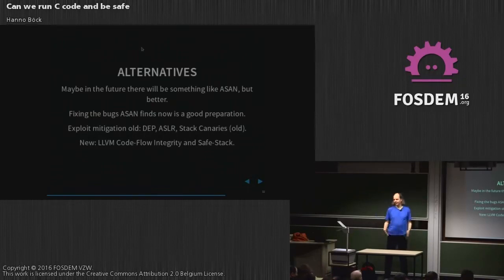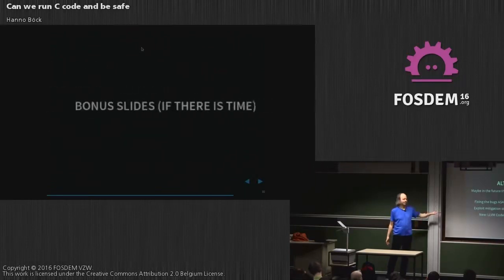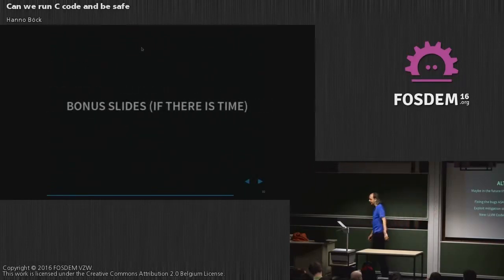And the other thing that exists is various exploit mitigation techniques. I find it very unfortunate that ASLR is still pretty much not enabled on common Linux distributions. There's some interesting work on new exploit mitigation techniques. LLVM now has control flow integrity and safe stack features, which, if you want to use something in production right now, are probably more interesting.